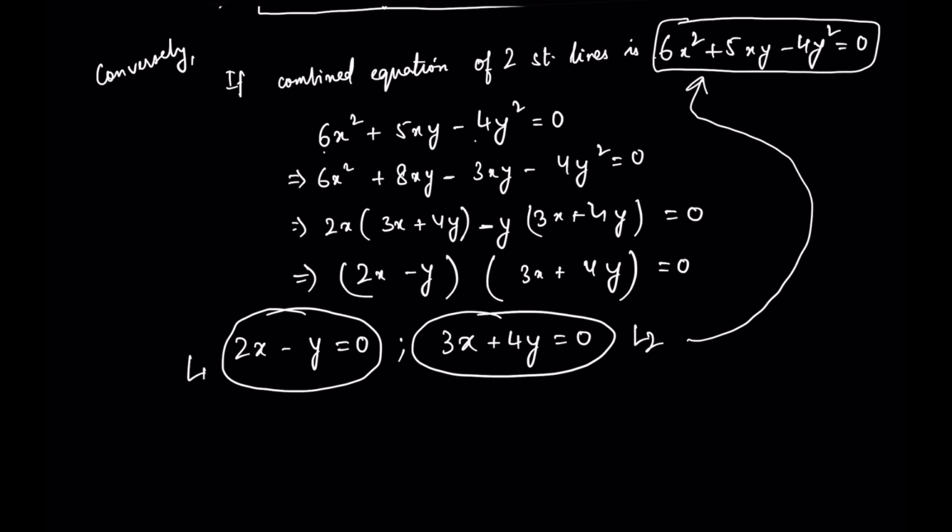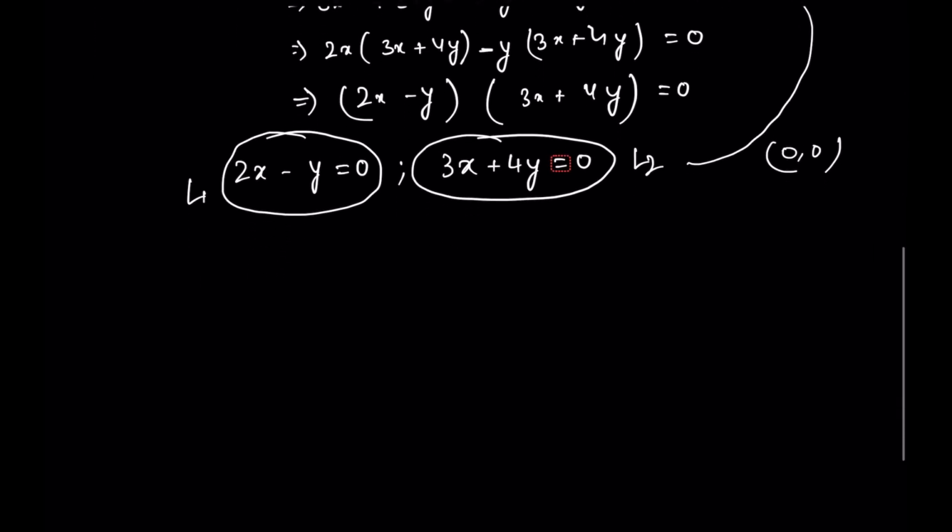Both these lines pass through the origin 0 comma 0, because 0 comma 0 is a point which satisfies both of these straight lines, students. Correct? I hope till here it's very clear to you all.